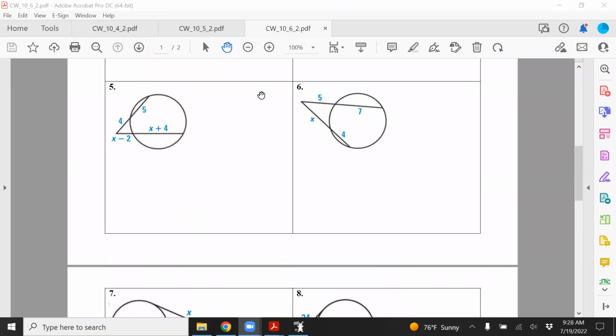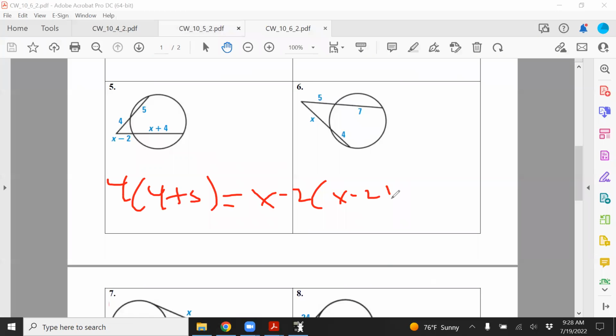Yeah, kind of more the same here. This one you have to do 4 times 4 plus 5 equals x minus 2 times x minus 2 plus x plus 4.